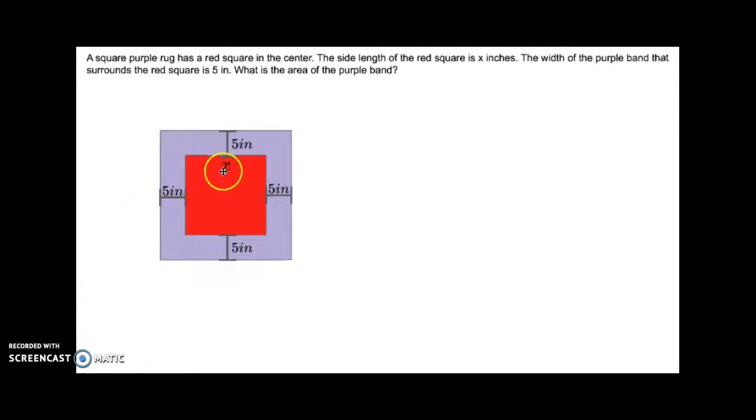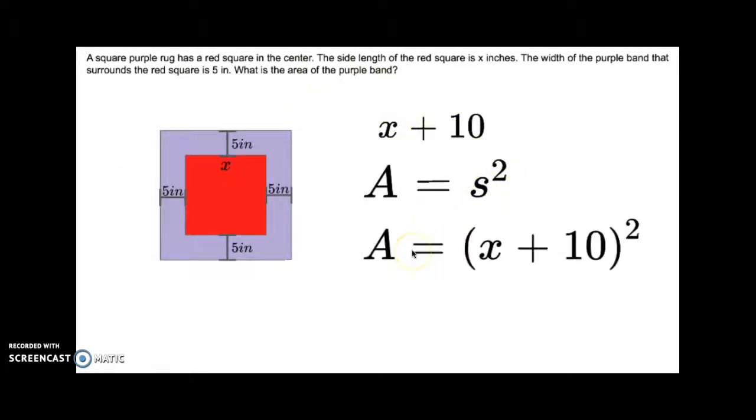So we have 5 plus x plus 5, which gives me x plus 10. So all the sides of the purple square are going to be x plus 10. Now the area of a square is that side squared. So now we substitute in our length for s. So we have x plus 10 squared.